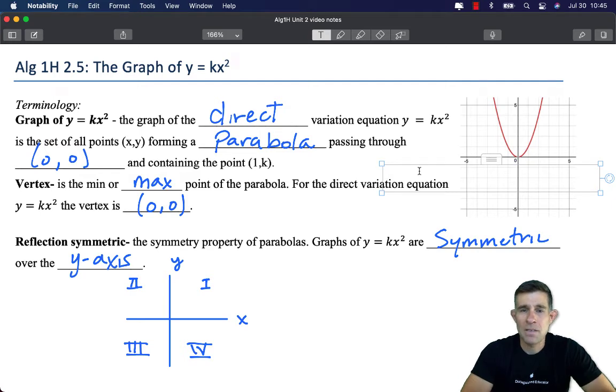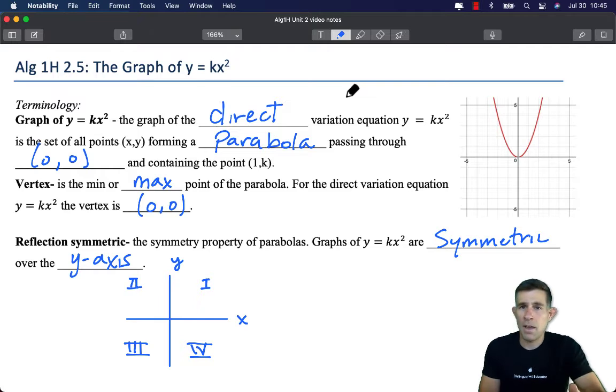Hey guys, today we're taking a look at the graph and properties of the direct variation equation y equals kx squared. Now before we jump into that, recall what our last lesson was about. We looked at the properties and the graph of y equals k times x. That's the direct variation equation, and we said that that was going to be a linear function. It passed through the origin, (0, 0), and had a constant rate of change.